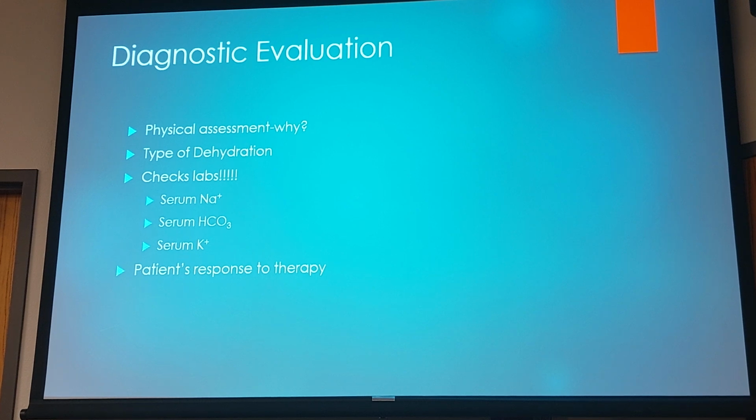Which type? Yeah, it might clue you into a little bit about what might be going on, especially the history. So physical assessment also includes that history. And it also might help you with how severe that dehydration might be, right?